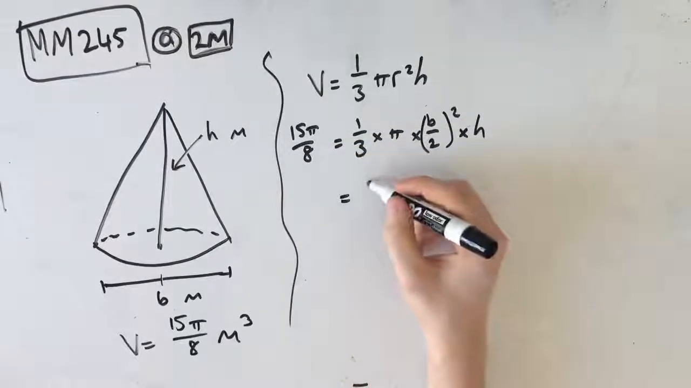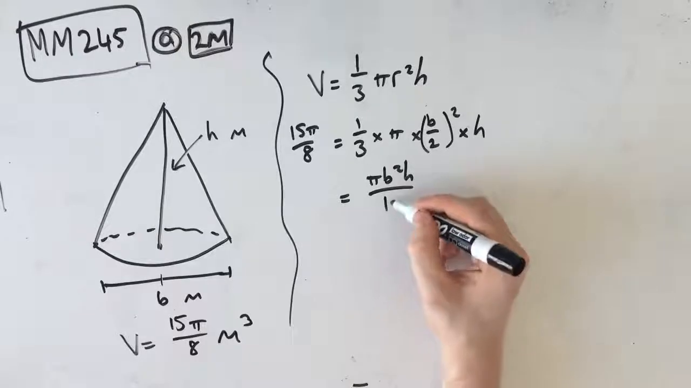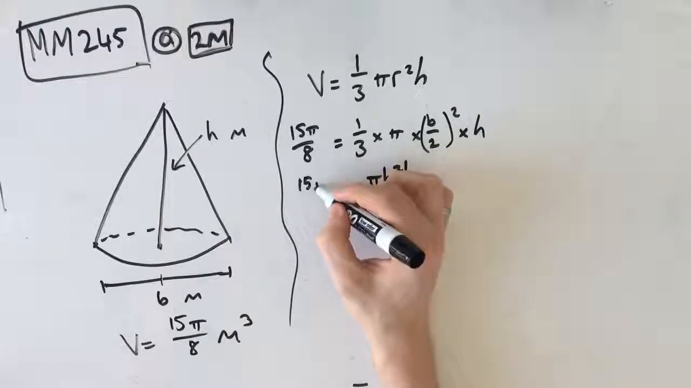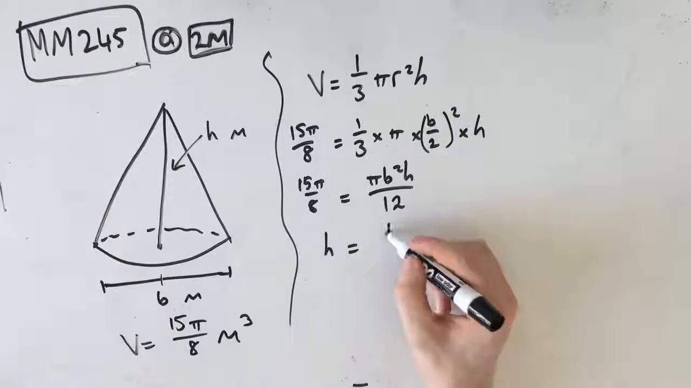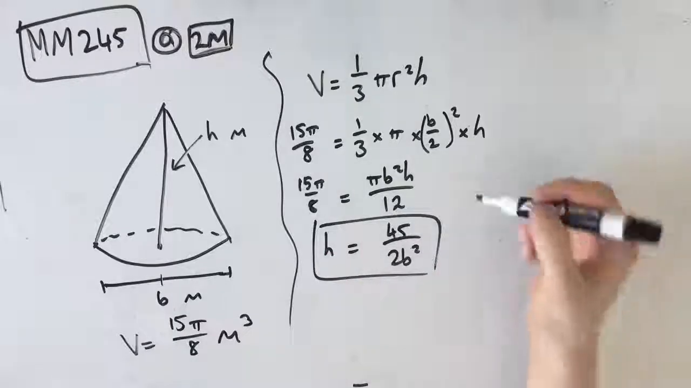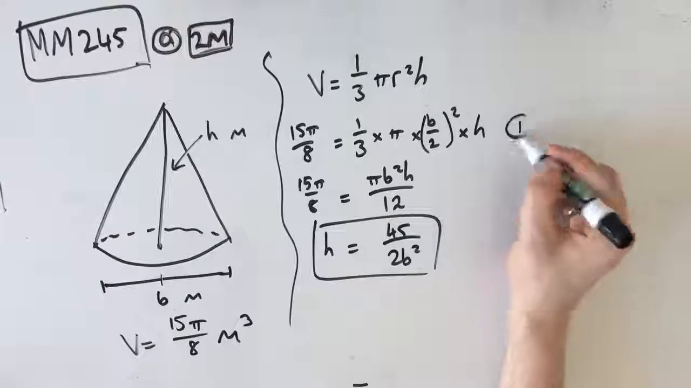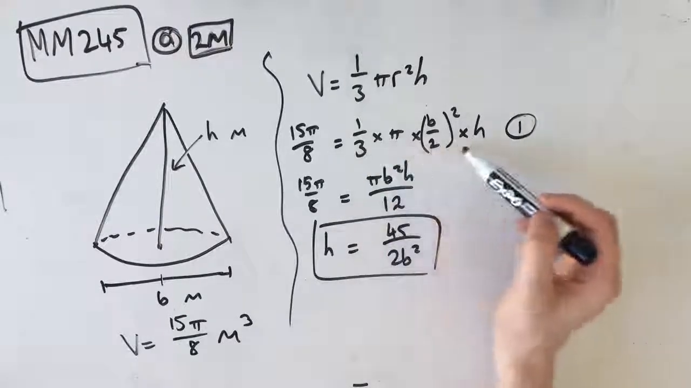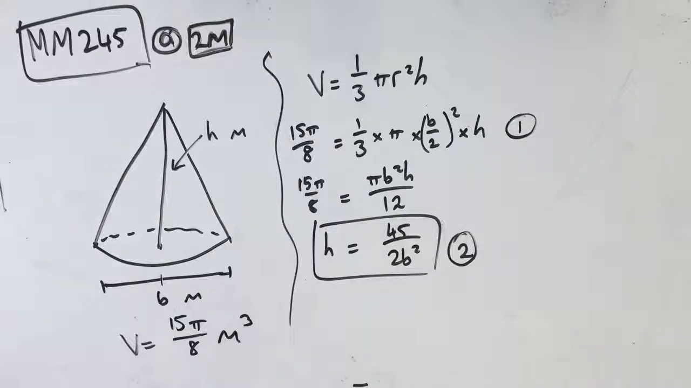So then we get πb²h/12, and that's equal to 15π/8. Rearranging all this, we actually get h is equal to 45/(2b²). Obviously, you might need to do a few more steps in between here, but that's cool. So this is your first mark, recognizing that 15π/8 is equal to our actual formula up here. And then our second mark comes when we actually get our answer h in terms of b. That's it for part A.